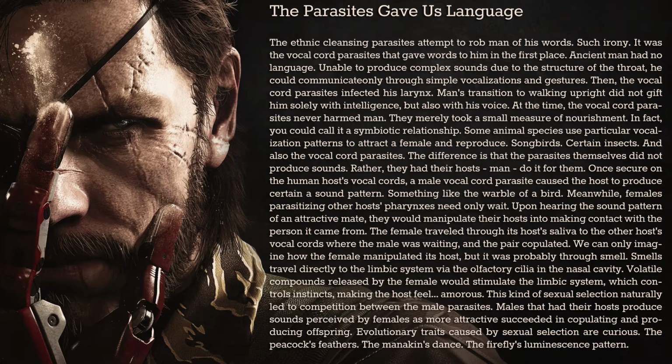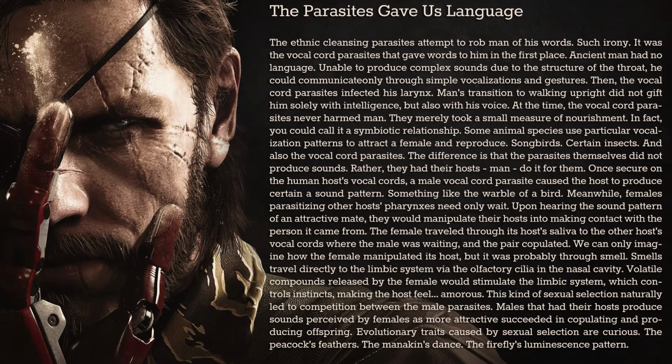We can only imagine how the female manipulated her host, but it was probably through smell. Smells traveled directly to the limbic system via the olfactory cilia in the nasal cavity. Volatile compounds released by the female would stimulate the limbic system, which controls instincts, making the host feel amorous. This kind of sexual selection naturally led to competition between the male parasites. Males that had their hosts produce sounds perceived by females as more attractive succeeded in copulating and producing offspring.